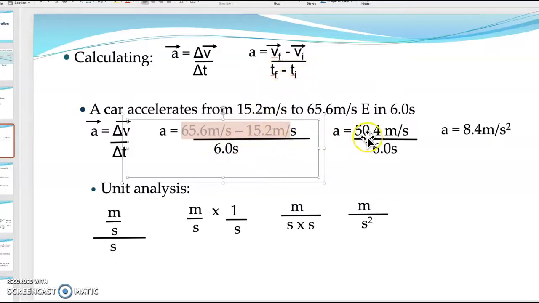So 65.6 minus 15.2 is 50.4. Divided by 6, 8.4. Now is it actually that? Check with your calculator, because it might have been rounded for significant digits. Let's look. Yeah, it actually was 8.4. Perfect. And if you're looking at the unit analysis, you have meters per second, and we don't put things in per second, so that's like meters per second times 1 over seconds. So we end up with meters per second squared.